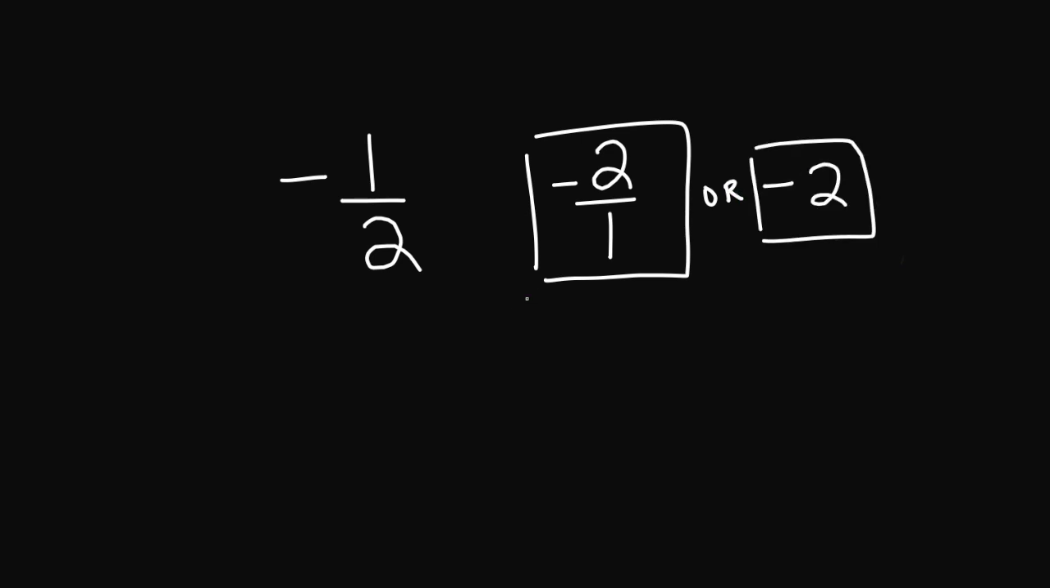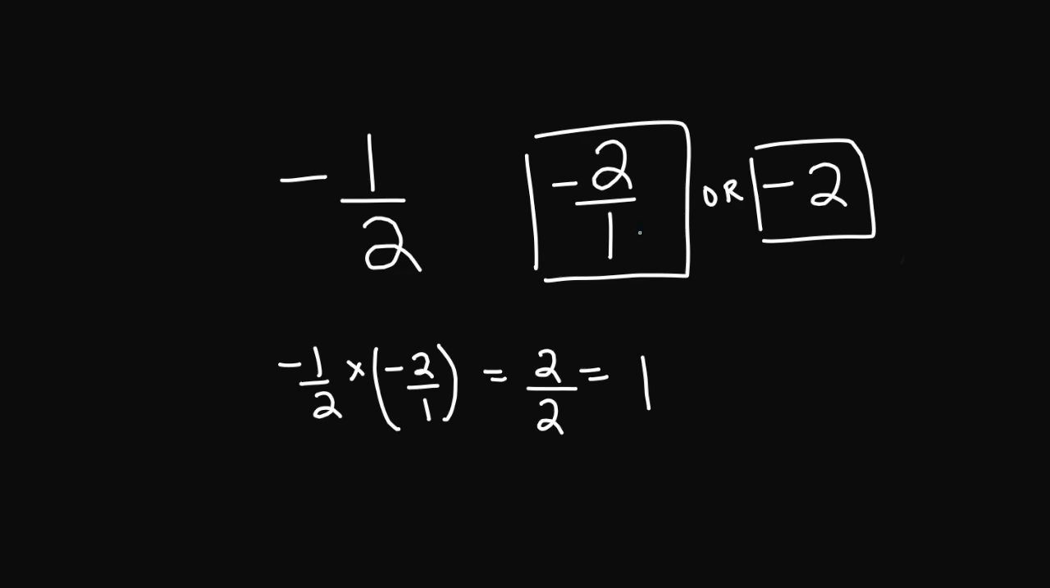Now, if we check our work, so if I do negative 1 over 2 times negative 2 over 1, your numerator, negative 1 times negative 2, is going to be a positive 2. And your denominator, 2 times 1, this is going to be 2. So 2 divided by 2 equals 1. So yes, we know negative 2 over 1 or negative 2 is the correct answer.